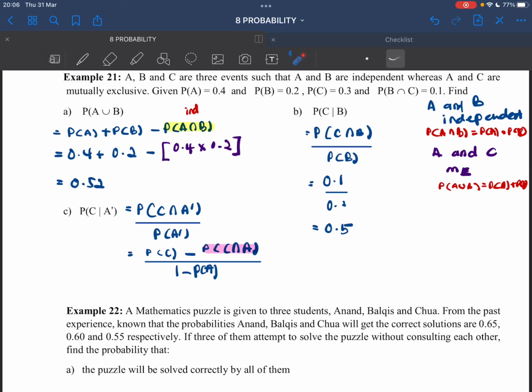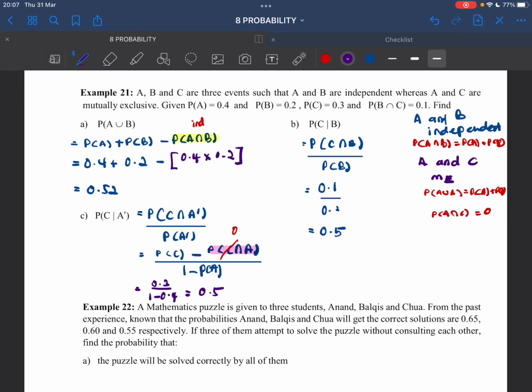What we know is A and C are mutually exclusive. Since A and C are mutually exclusive, this is the formula: P(A union B) equals P(A) plus P(B). Why don't we have P(A intersect B)? Because your P(A intersect C) is equal to 0, because the two events cannot occur at the same time. So this will straight away become 0. And we substitute everything that we have. P(C) is 0.3 over 1 minus 0.4, and we'll have the answer 0.5.